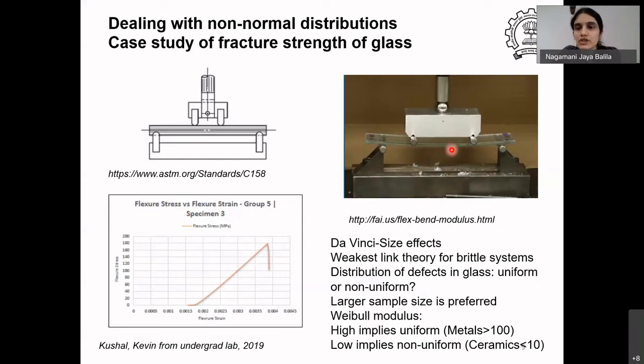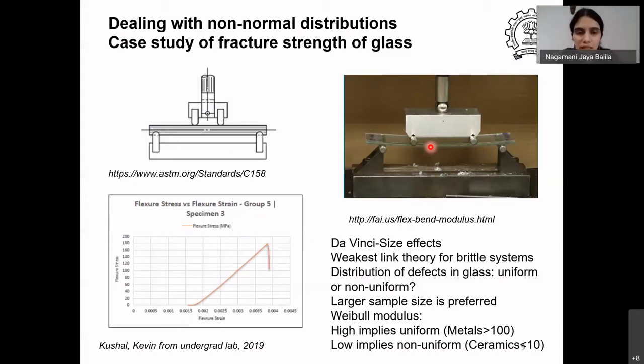So what was the test like? It was what is called a 3-point bending or a flexure test, where the glass pane is kept between rollers, 3-point or 4-point bending, which means there are 2 rollers on top and 2 rollers at the bottom, and you apply a load from the top and it bends. And so this region which sees tension will break first. But at which location it breaks, here or here or here, will depend on the defect distribution of that particular sample.